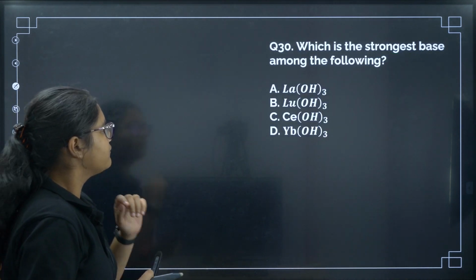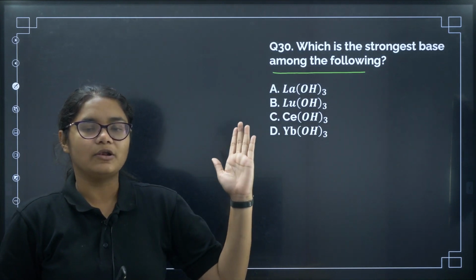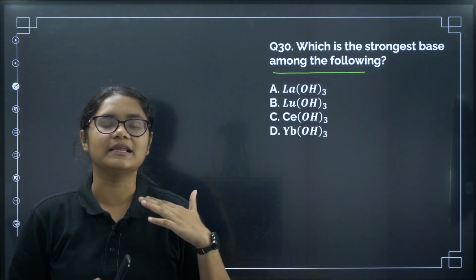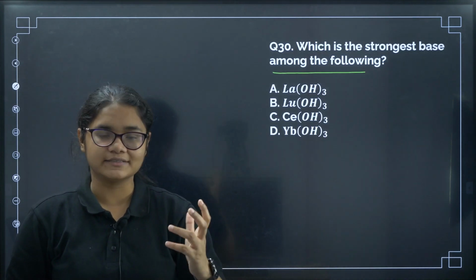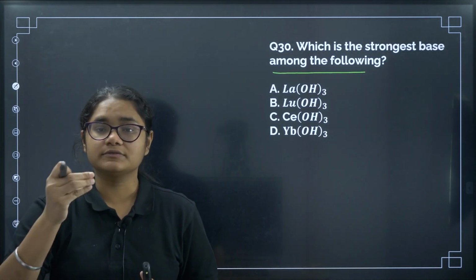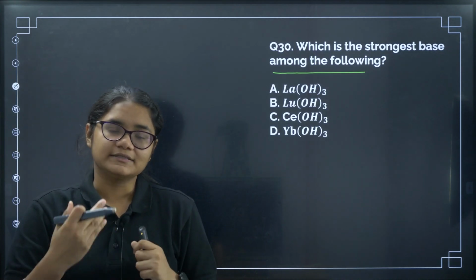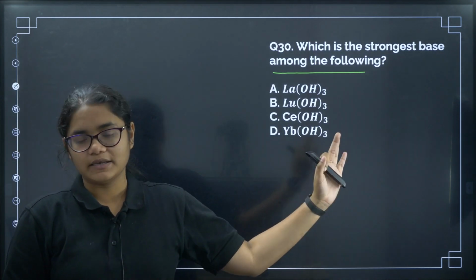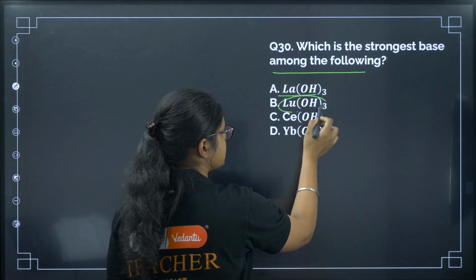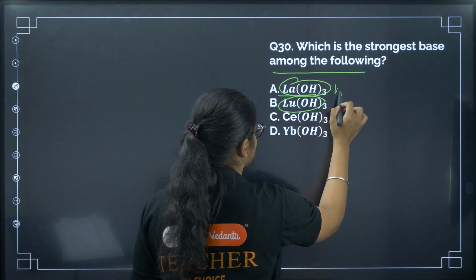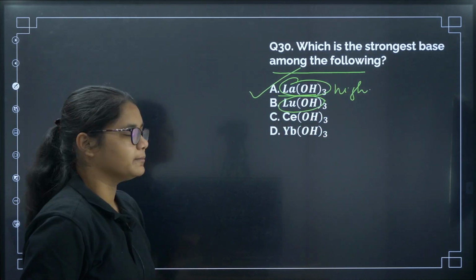Okay, next question. Which of the following is the strongest base among the following? So if you know, once we go along the period in lanthanide series, what happens? Lanthanide contraction takes place, size becomes smaller, the effective nuclear charge increases, so the tendency to donate electrons will decrease. And what is the definition of basicity? Basicity is defined as the tendency to donate electrons. So along a period, the basicity will decrease. So lanthanum is the first element and lutetium is the last one. So here the basicity will be highest for lanthanum. So the correct answer for this question is option number A.